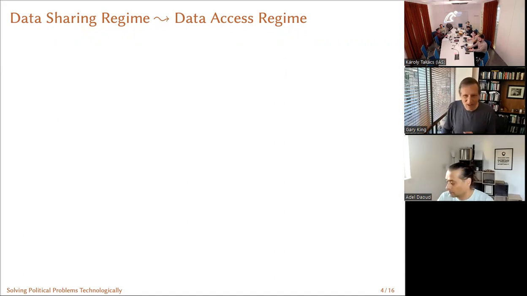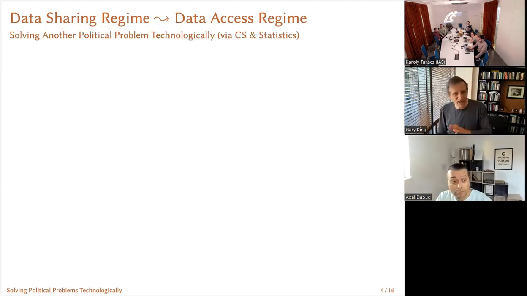So the much more general point is that we're going to be switching, I think, all of us in academia, whether we like it or not, from a data sharing regime to a data access regime. Let me explain what these are, because it's very important. It solves another political problem technologically, this time by computer science and statistics.